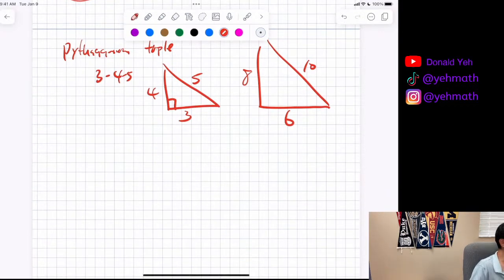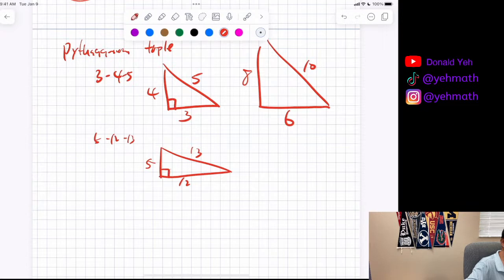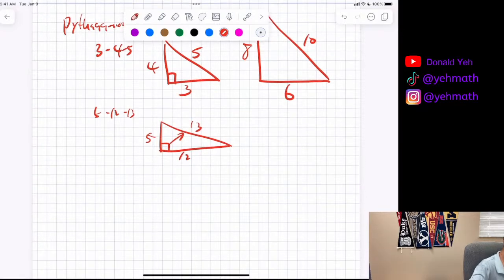3, 4, 5 is a common one. There's a 5, 12, 13. It looks like that, 5, 12, 13. The biggest angle faces the biggest side, right? The smallest angle faces the smallest side, but 5, 12, 13 is a common one. There's another one, 7, 24, 25. Usually nobody knows this one. Who cares? Don't worry about it. 3, 4, 5 and 5, 12, 13 are good enough for your SAT, ACT. Most of the time, they give you a right triangle. It has to be like this.